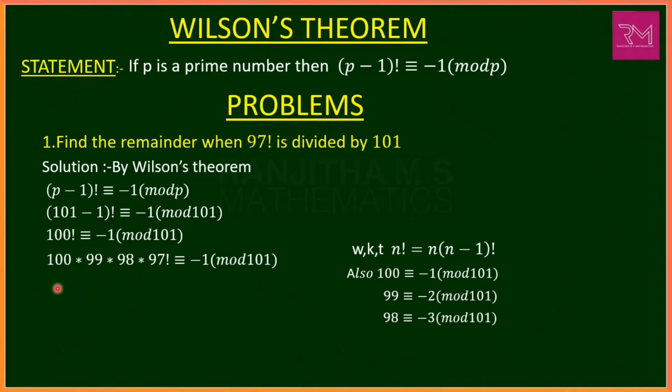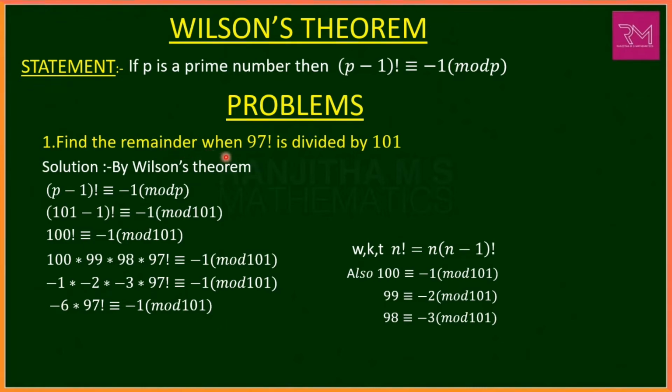Substituting all these values here, we get minus 1 into minus 2 into minus 3 into 97 factorial, which is congruent to minus 1 under modulo 101. Minus into minus is plus, plus into minus is minus, and 1 into 2 into 3 is 6. Hence, we get minus 6 into 97 factorial, congruent to minus 1 under modulo 101. Here the minus signs cancel. Remaining is 6 into 97 factorial, which is congruent to 1 under modulo 101.